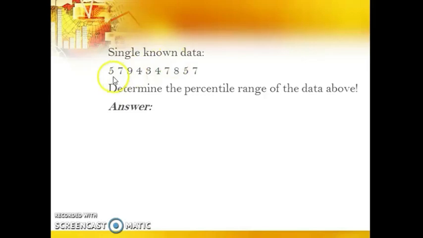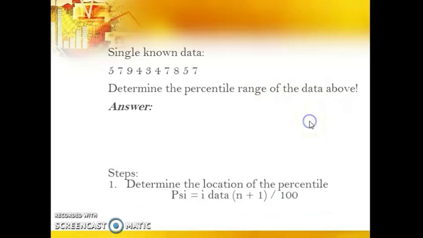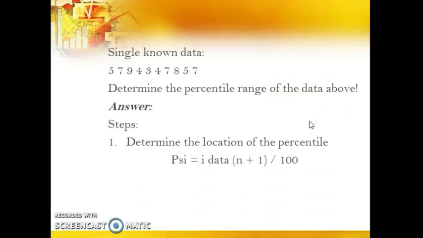Single data: 5, 7, 9, 4, 3, 4, 7, 8, 5, and 7. Determine the percentile range of the data above. Now, to answer that, remember how to find the location of the percentile with a formula. PSi equals i times (n plus 1) divided by 100, with PSi equals i-th percentile, n equals amount of data, and i equals 1 until 99.